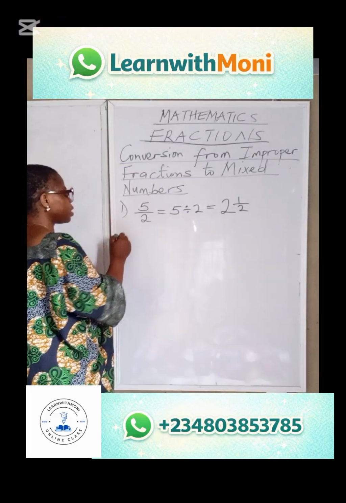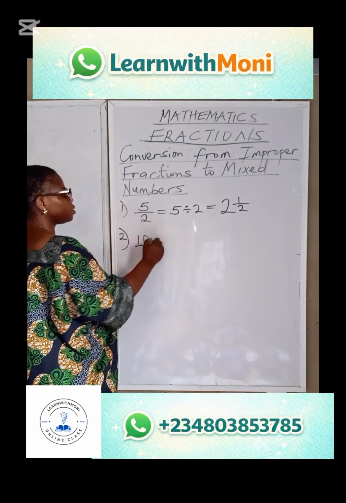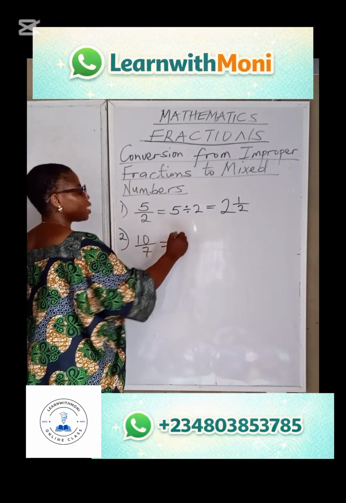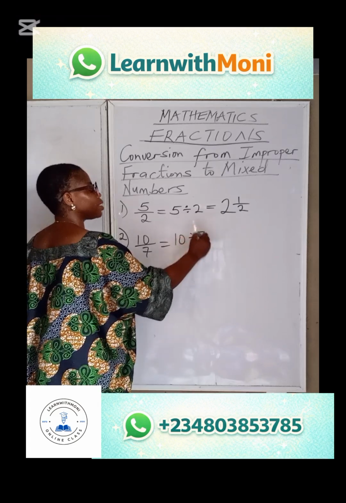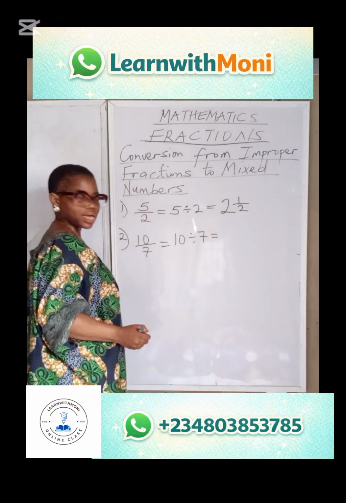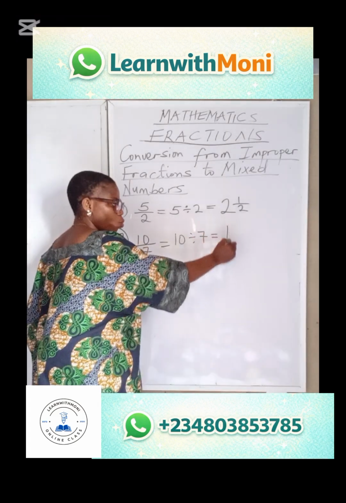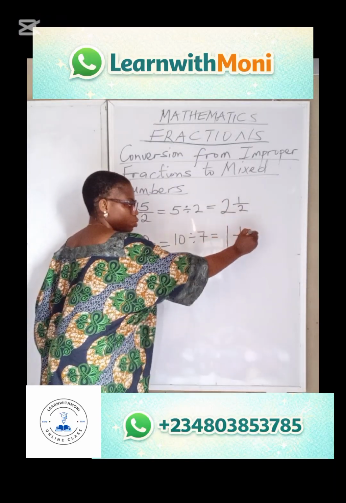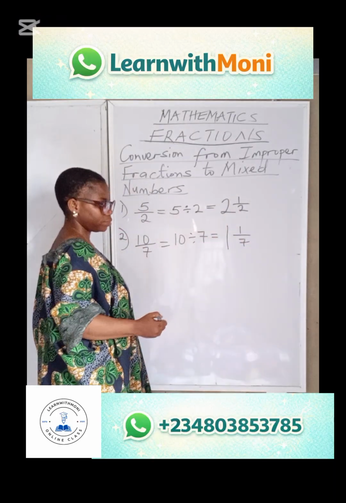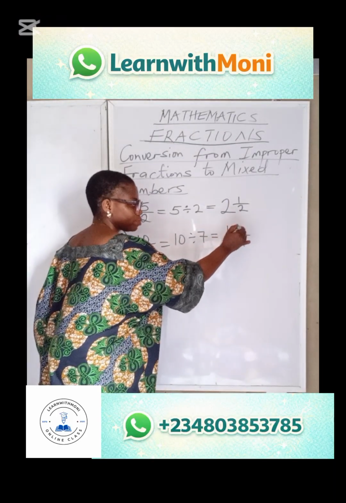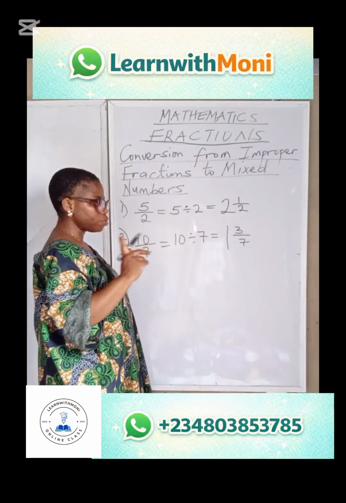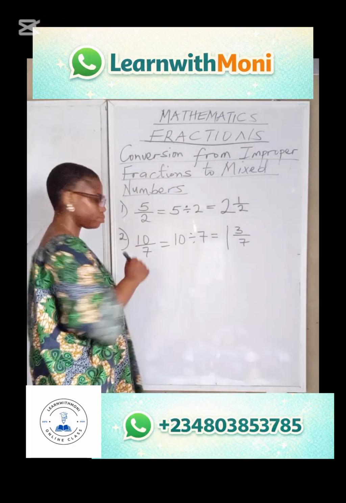Let us look at another example. Let's say I have 10 over 7. 10 over 7 means 10 divided by 7. How many 7 can I get from 10? I have 1 whole, 1 over 7. Oh, 3 over 7 rather. I have 1 whole, 3 over 7.